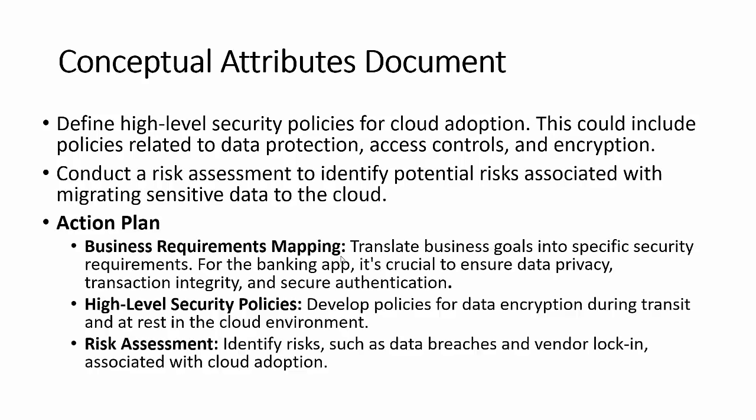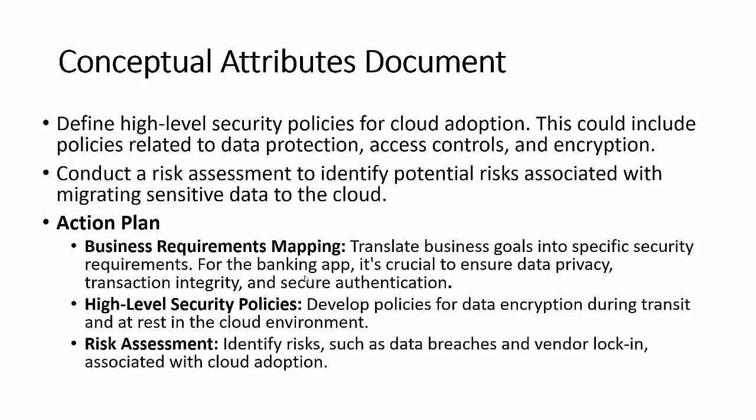So what is the action plan? I need to create one document which is called business requirement mapping, where I'm going to translate all the business goals into specific security requirements. So here an example is for a banking app, it is crucial to ensure data privacy, transaction integrity, and secure authentication. So this is how I'm creating a BRP document. Then I will create a data security policy, protection policies, and I will do the risk assessment.